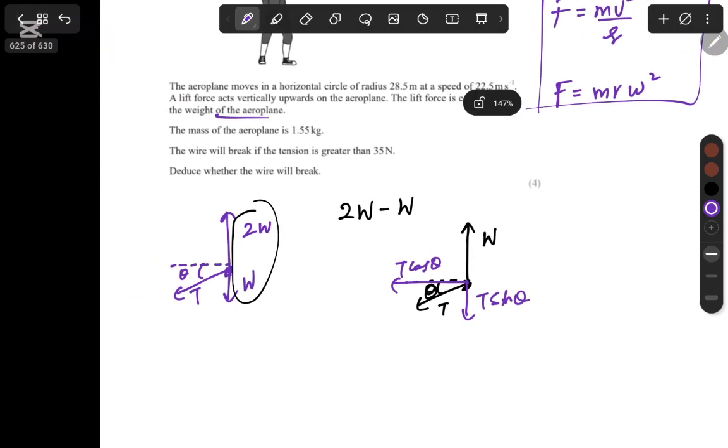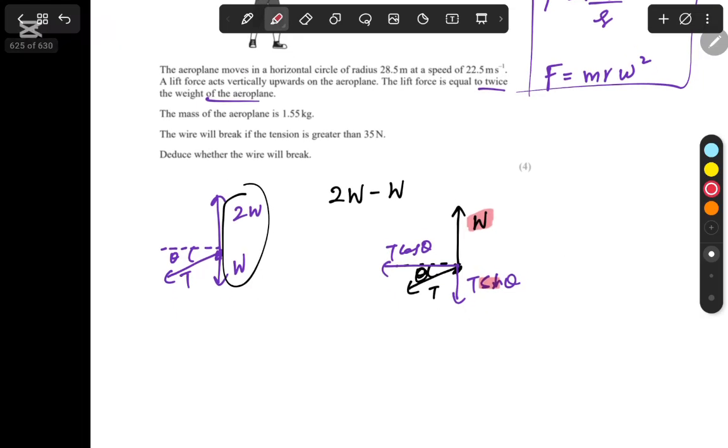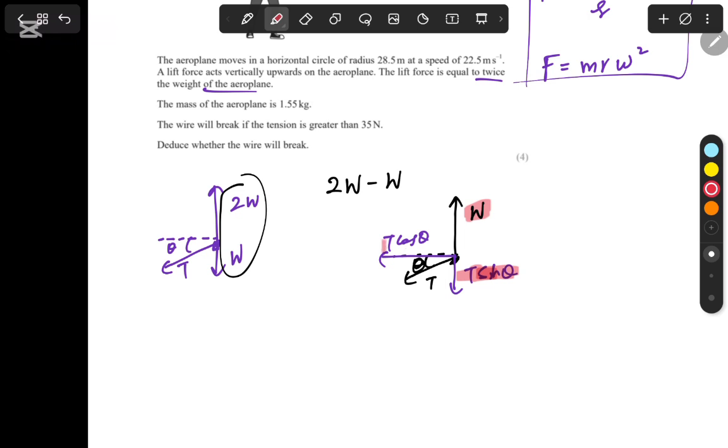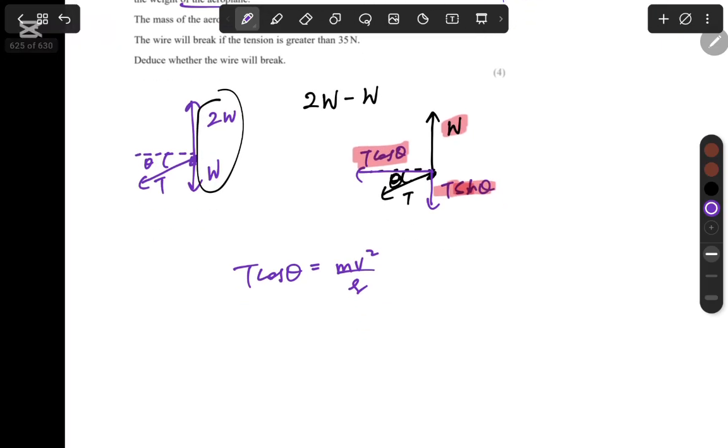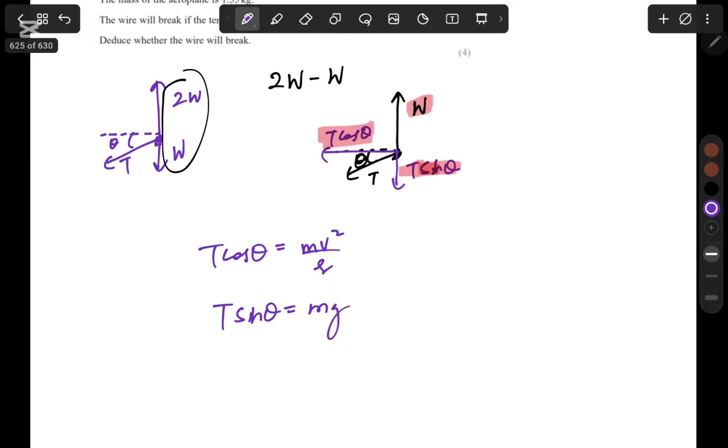Now the plane is moving in a horizontal circle. It's not moving up or down, which would mean that these two forces are equal to each other. It doesn't have a vertical motion. Okay? And then this T cos theta is going to be your centripetal force. So T cos theta is going to be mv squared over r. And then we got T sine theta is going to be equal to mg, the weight basically.